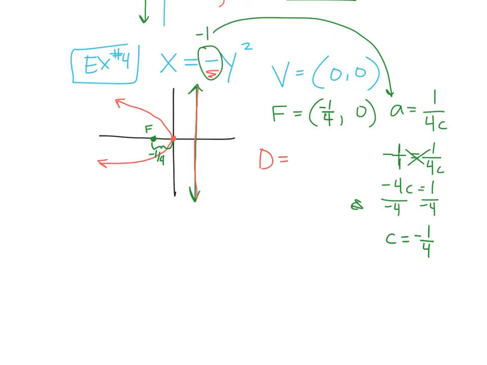So my directrix then, which is this line, right? My directrix is a vertical line. So a vertical line is x equals, and we have to go the same distance away. So if we were -1/4 here, then it's +1/4 here. So my directrix is x equals 1/4. And that's it.